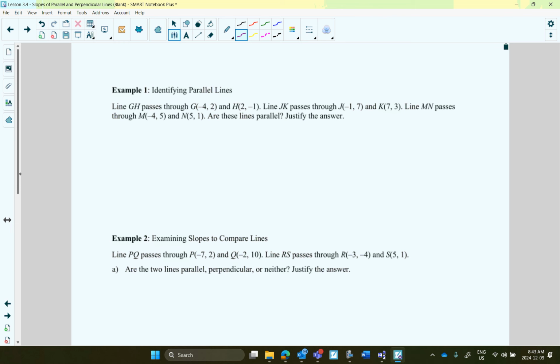Okay? So we have to find the slope of GH. We have to find the slope of JK. And we have to find the slope of MN and then see how they compare. So remember, here's where we're going to use the slope formula y2 minus y1 over x2 minus x1. And I'll just write that as a reminder. I won't write it on it.